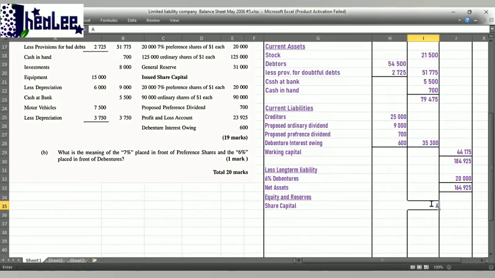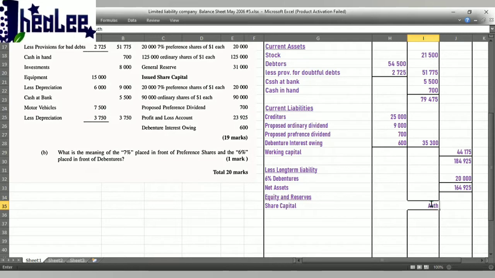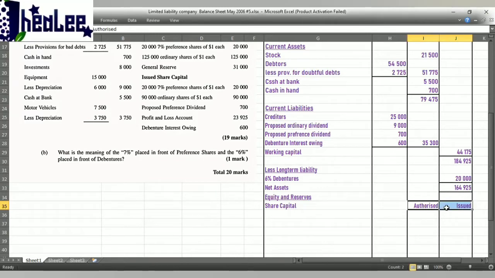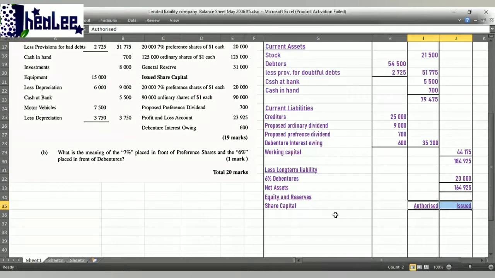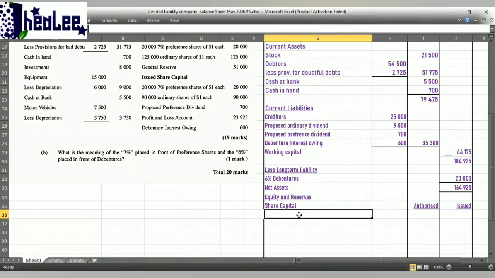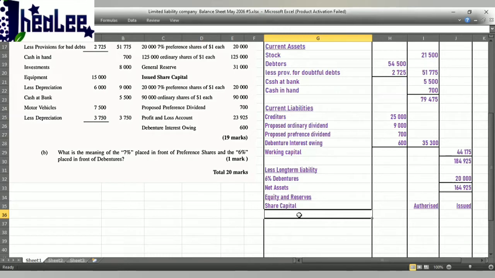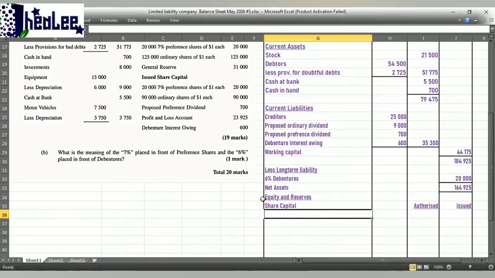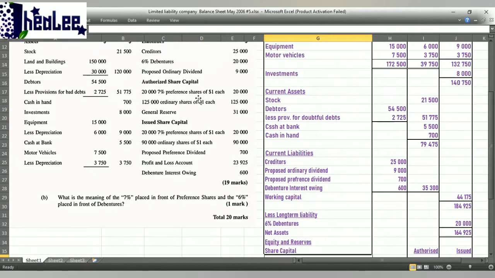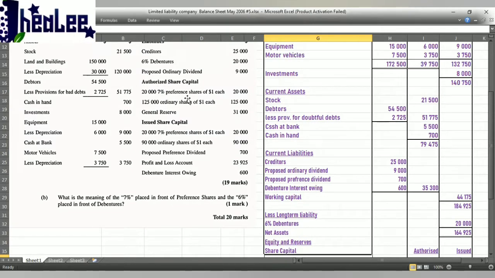And because we're presented with our authorized share capital, I'm going to just make a note of that in the balance sheet. And I'm going to show the issued as well. So we have ordinary share capital and we have preference share capital. So let's go with our preference. So we have 20,000 preference authorized shares. So here's authorized share capital. We have 20,000, 7%.